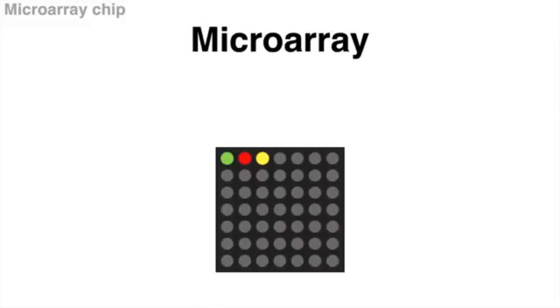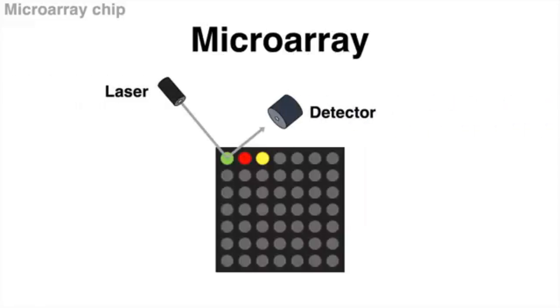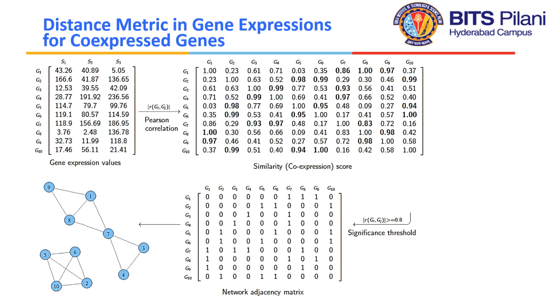During microarray chip analysis, a laser excites the fluorescent dye and the emission levels from each of the spots are measured by a detector. This emission level, which is the raw data for computer scientists, can then be analyzed using bioinformatics tools.